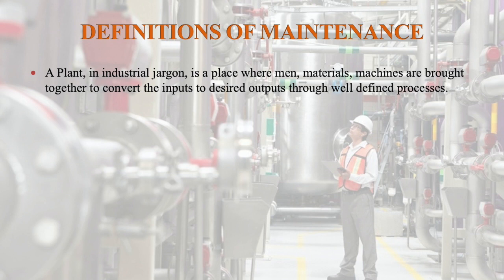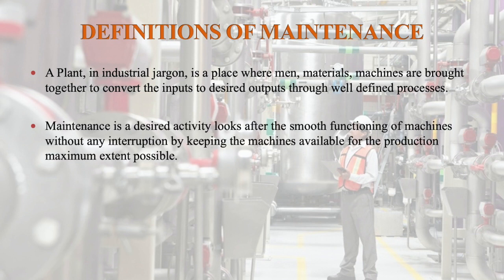First of all, we have to understand the definition of maintenance. A plant in industrial jargon is a place where men, materials, and machines are brought together to convert the inputs to desired outputs through well-defined processes. Maintenance is a desired activity that looks after the smooth functioning of machines without any interruption, by keeping the machines available for production to the maximum extent possible.